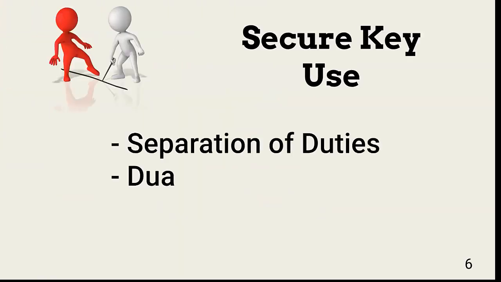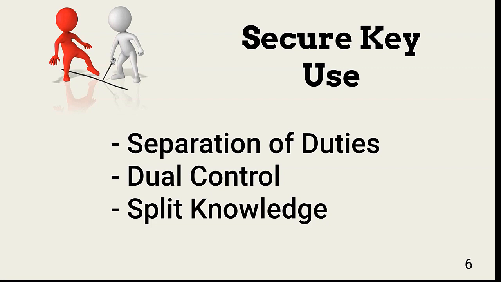In addition to secure storage, highly classified information may also need a more secure way to use the keys. Three approaches include separation of duties, dual control, and split knowledge. These aren't strictly related to encryption. They're access controls that support encryption and key management efforts.